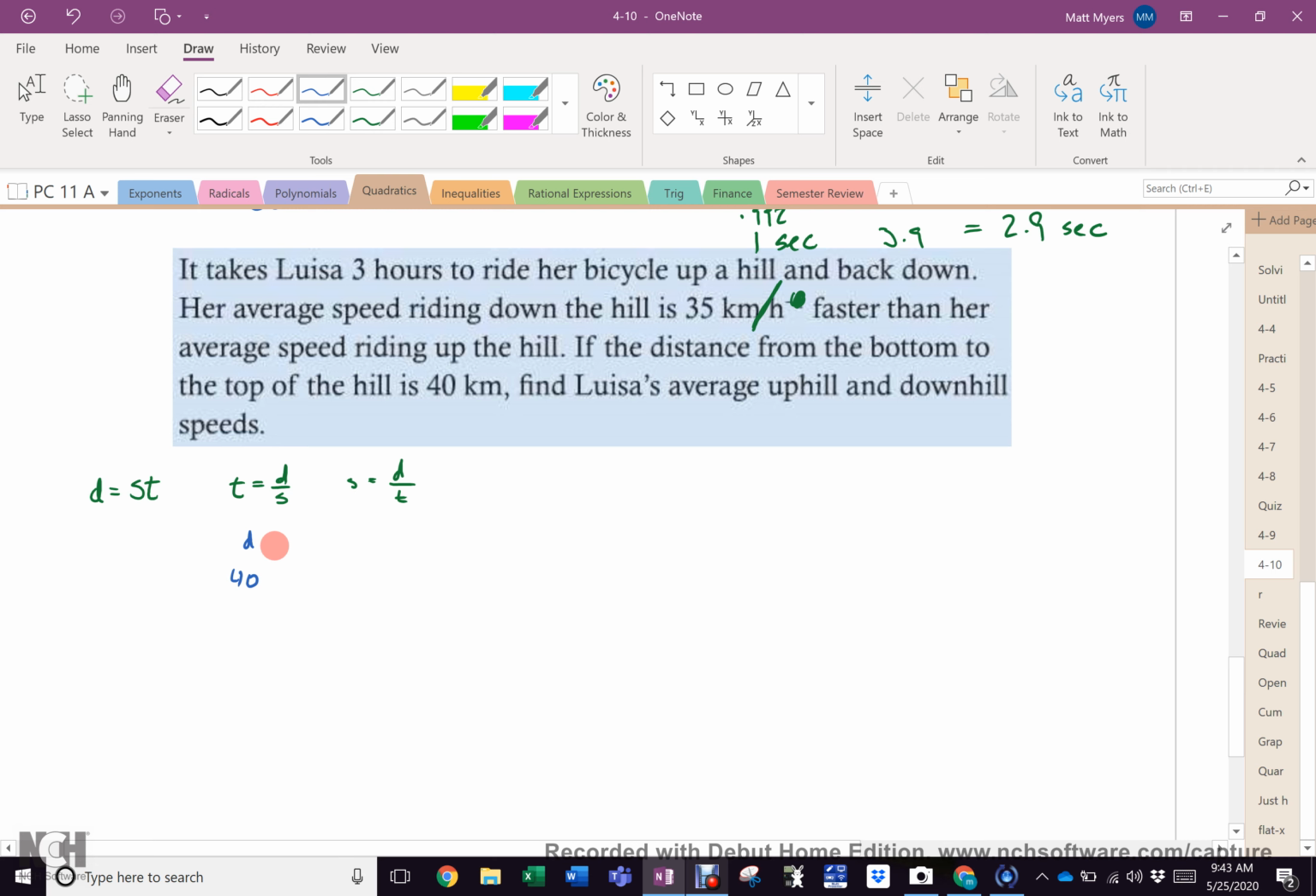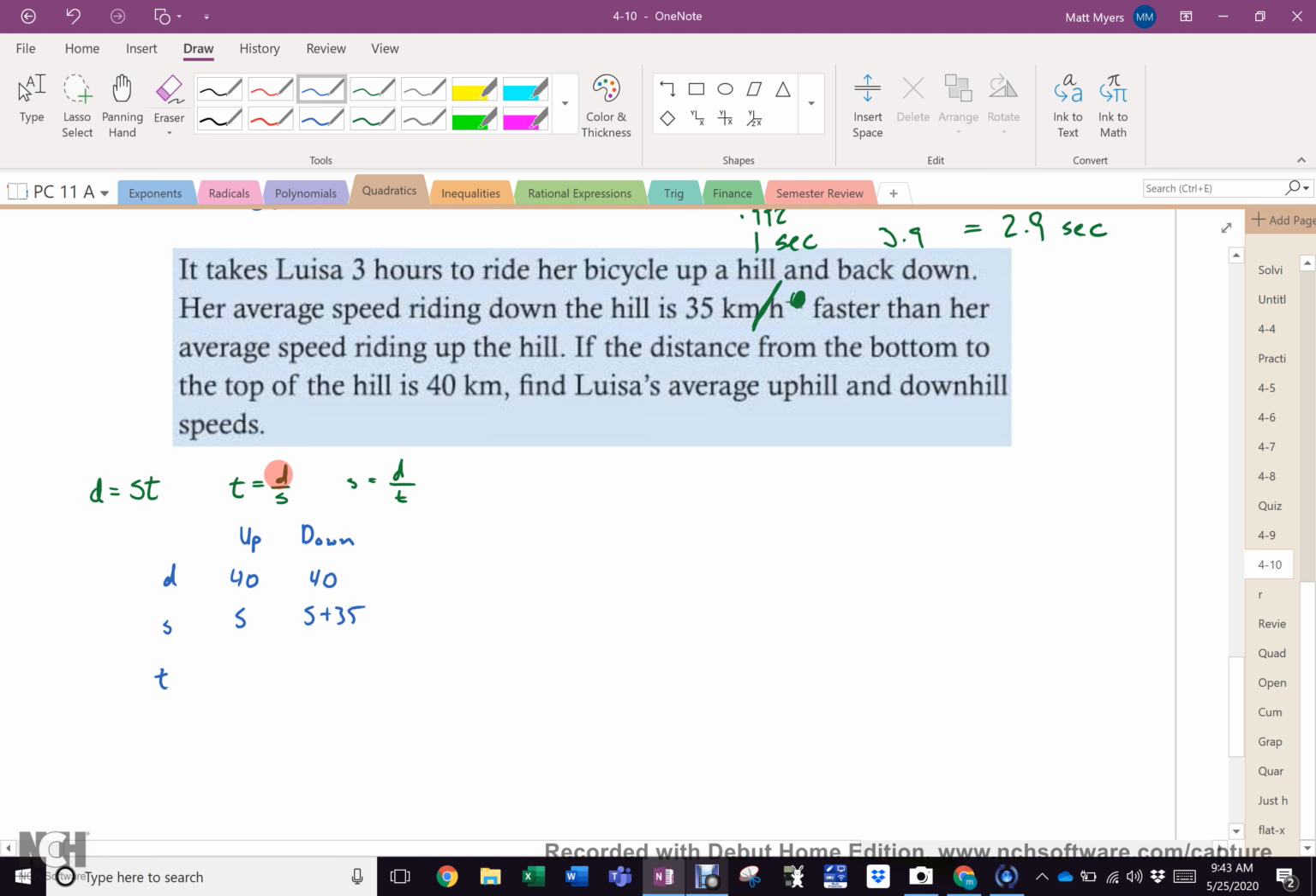Her speed, we're going to set up uphill, downhill. So her distance is 40 up the hill. Her distance down the hill is also 40, right? What do I know about her speed? Do I know her speed? I don't know her speed. So her speed is going to have to get a letter. Her average speed down the hill is 35k faster than up the hill. So her up the hill speed, we don't know. It's x. But her down the hill speed is that same speed plus 35, right?